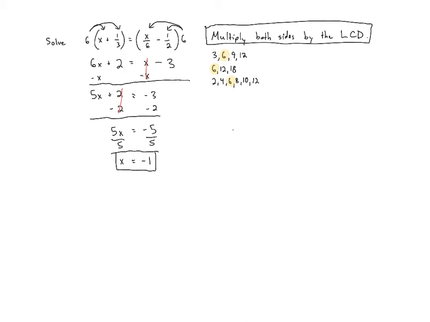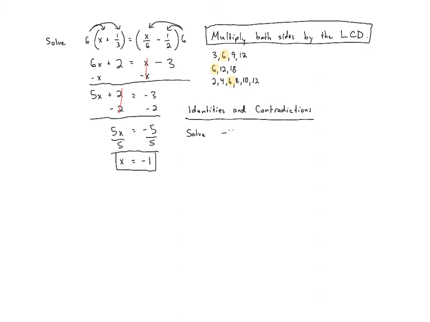Now, there are many more examples that you can do in the link below, and I encourage you to do several of those examples so that you can get plenty of practice. But I do want to talk about one more thing in this video, actually 2 more things. We're going to call these identities and contradictions. These are going to be curious situations where we try to solve an equation, but something weird happens. Let's look at the first example.